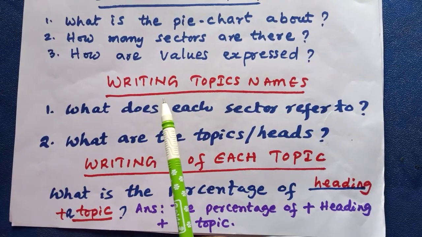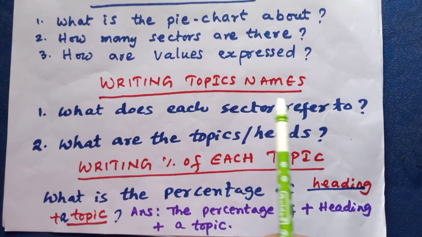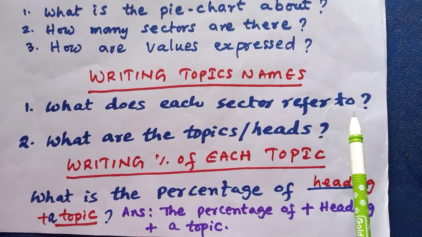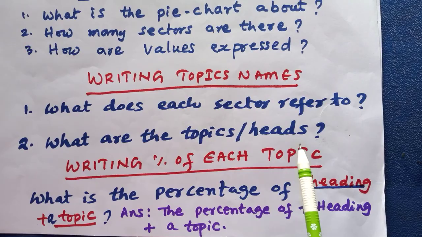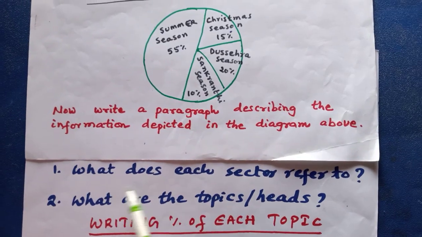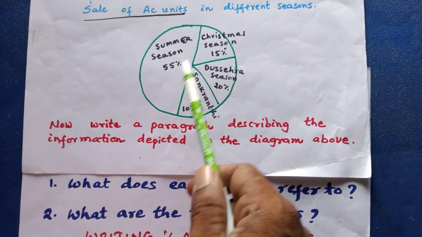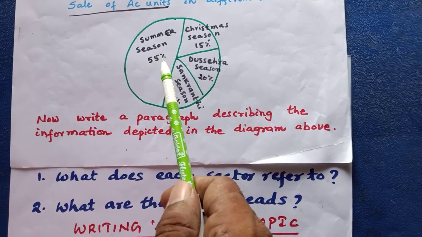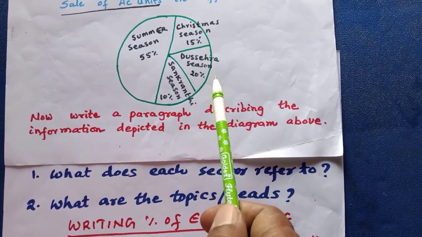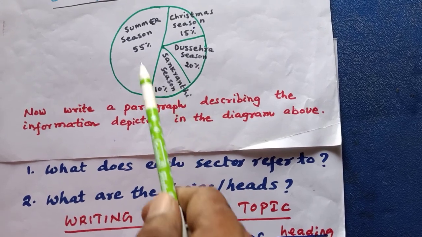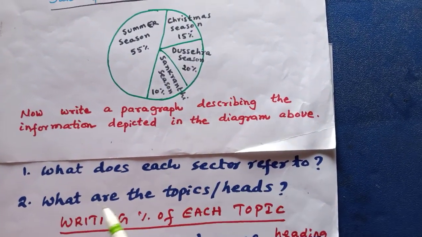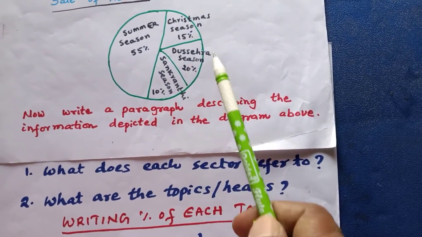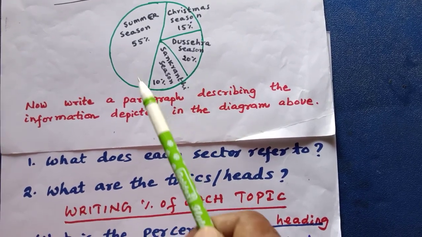The next part of the description we get from writing the topic names. For that we have to put these 2 questions. What does each sector refer to, and what are the topics or heads? Each sector refers to a topic or a head. Here summer season, Christmas season, Dasara season and Sankranti season. These are the topics. So each sector refers to a topic and then we can write the names of each topic.